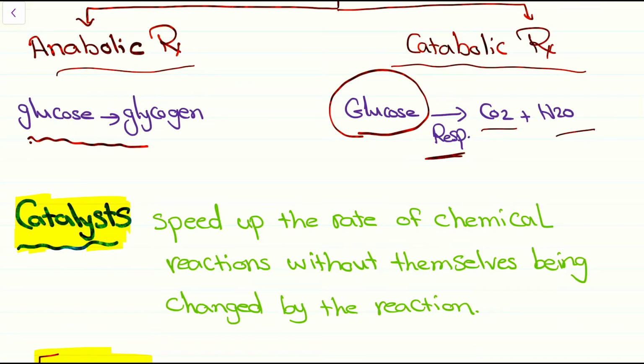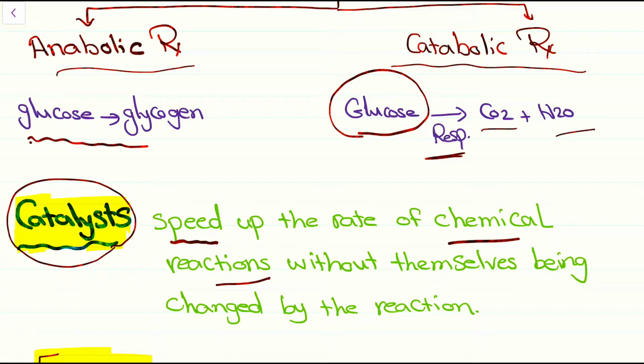So we have all these reactions which are important for living organisms, and they need a substance to speed up the rate of these reactions. So we have something called catalysts. What does this word mean? Catalysts are substances which speed up the rate of a chemical reaction without themselves being changed by the reaction. This is general: for any chemical reaction, a catalyst speeds up the reaction without being changed, and you have to focus on this point.